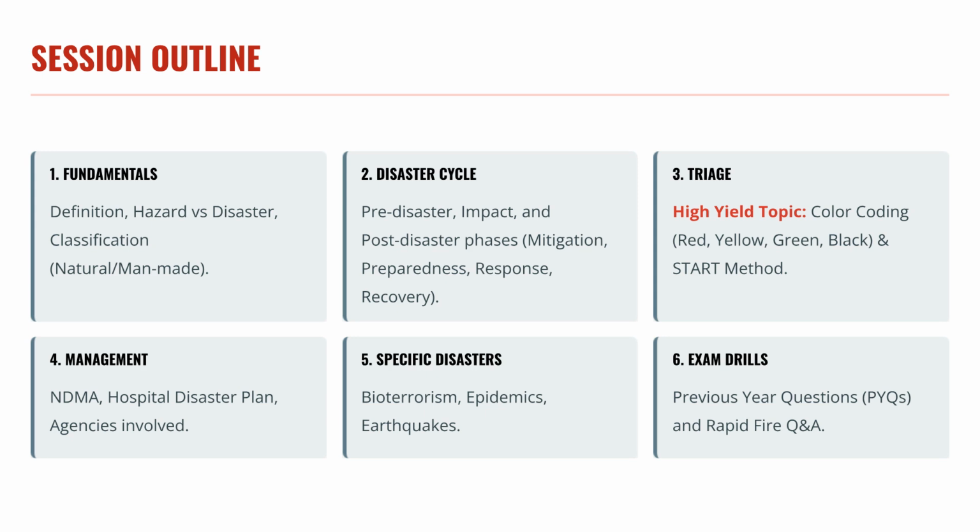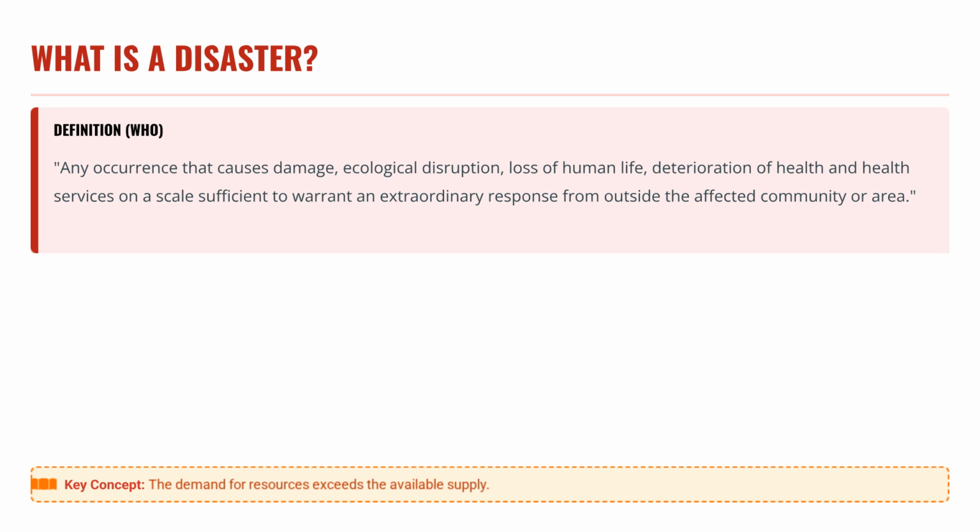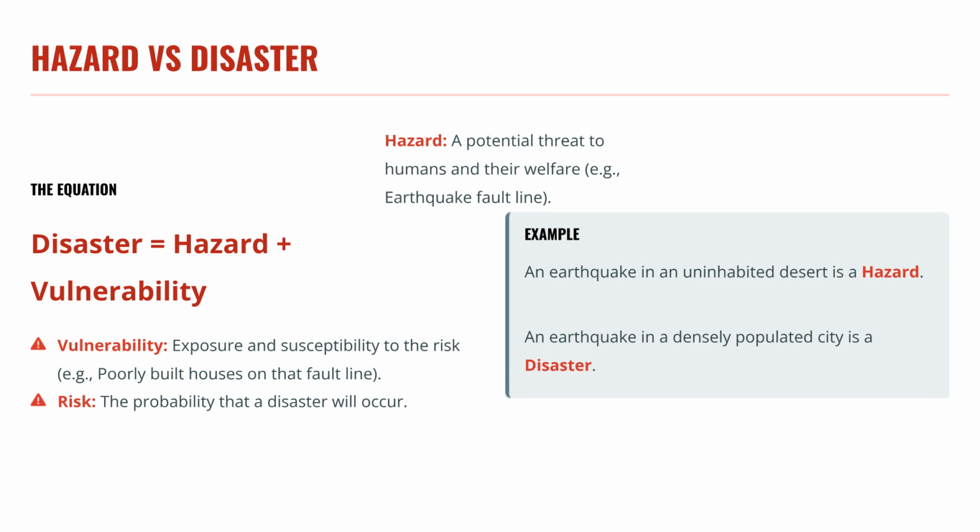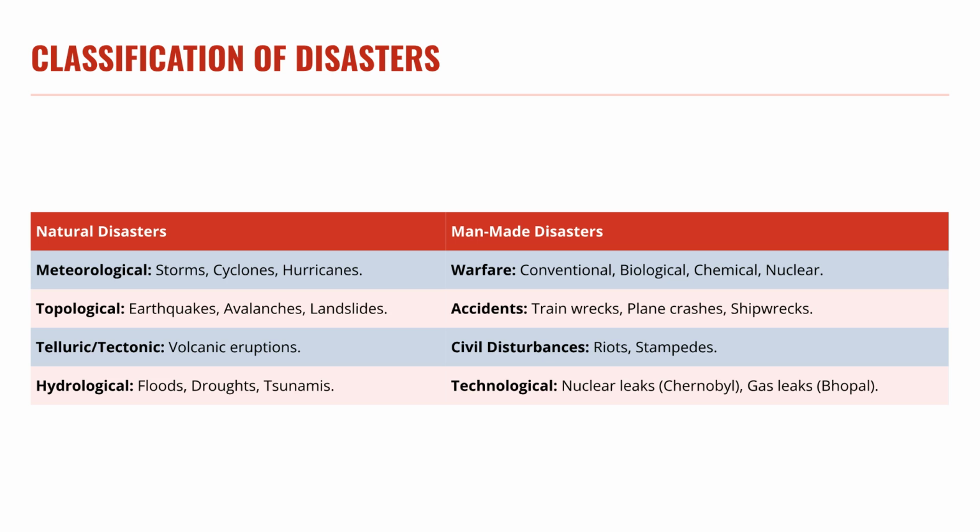Let's begin with the fundamentals, defining what a disaster is, differentiating between a hazard and a disaster, and looking at classifications. According to the World Health Organization, a disaster is an occurrence causing damage, loss of life, or deterioration of health, warranting an extraordinary response from outside the affected area. A key concept is the disaster equation. Disaster equals hazard plus vulnerability. A hazard is a potential threat, while vulnerability is the exposure and susceptibility to that risk.